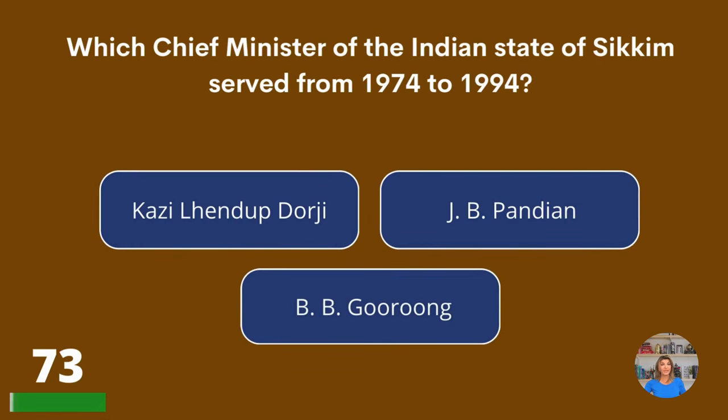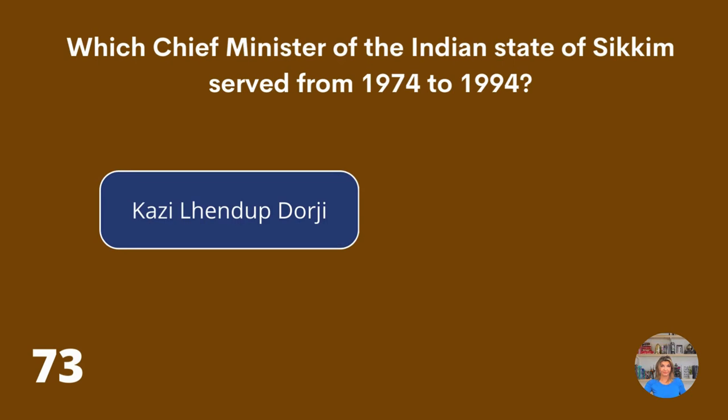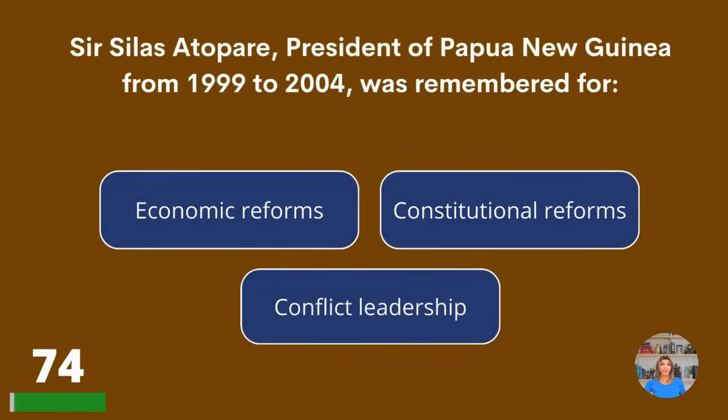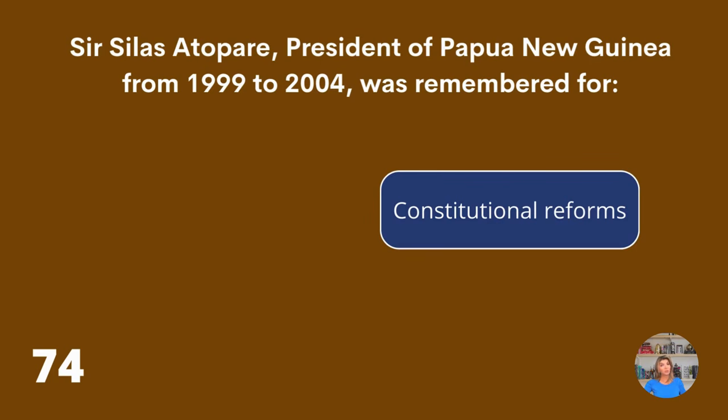Which chief minister of the Indian state of Sikkim served from 1974 to 1994? And our first choice is the answer. Sir Silas Atapare, president of Papua New Guinea from 1999 to 2004, was remembered for what? Economic reforms, constitutional reforms, or conflict leadership? Constitutional reforms.